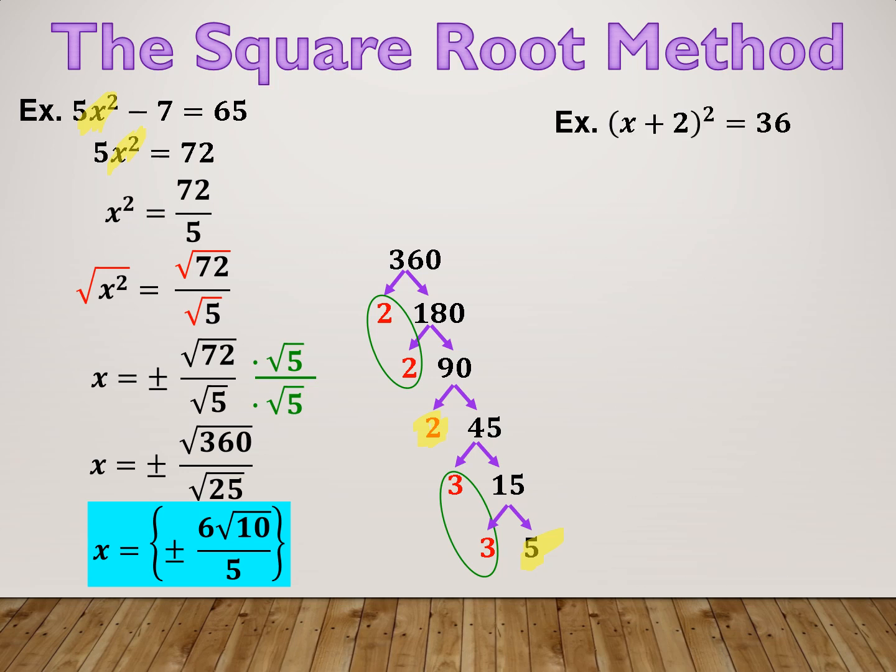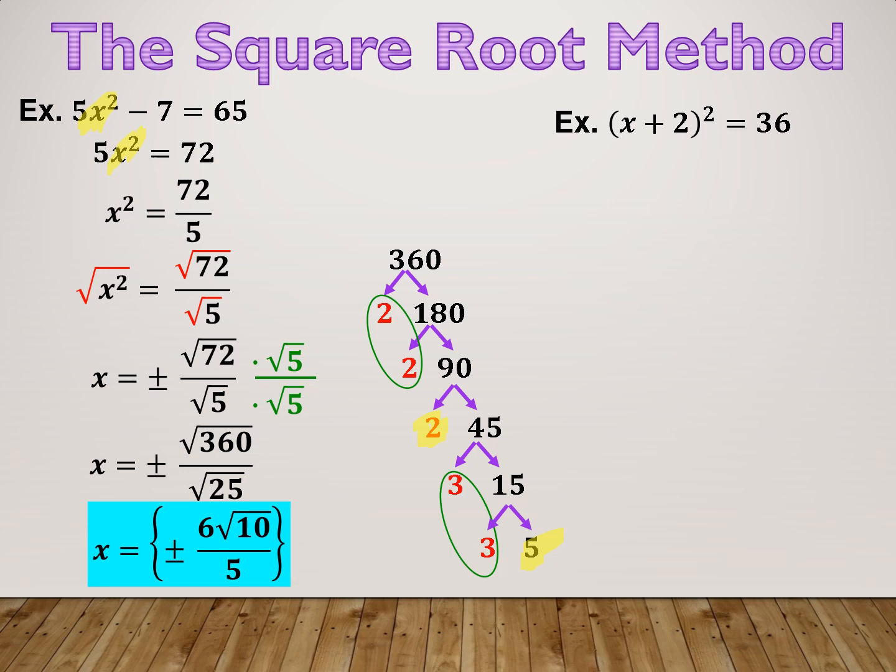Let's look at our last example for the square root method. x plus 2 quantity squared equals 36. Now, of course, if this had a variable in front of the parentheses and something being added or subtracted after the parentheses, your goal is to get the parentheses squared by itself. In this case, it's already by itself, but if it's not, you may have to manipulate things just like you did with the absolute value, but we've got to get the parentheses squared by itself. So we're good to go here.